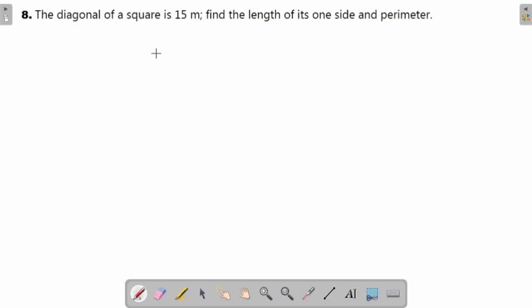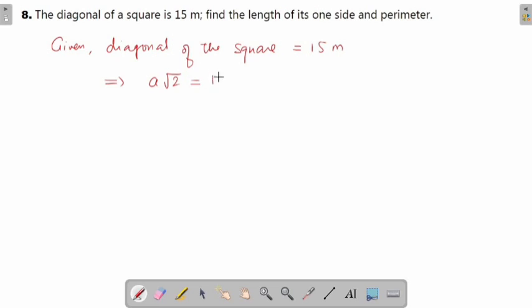One more question. The diagonal of the square is given to be 15 meter. So what is the formula for diagonal? The formula for finding diagonal is a root 2, remember. So a root 2 is 15.